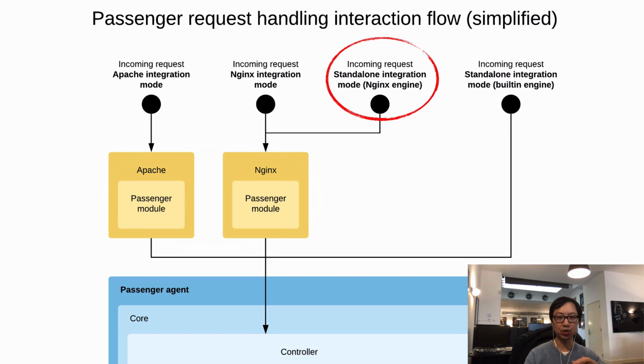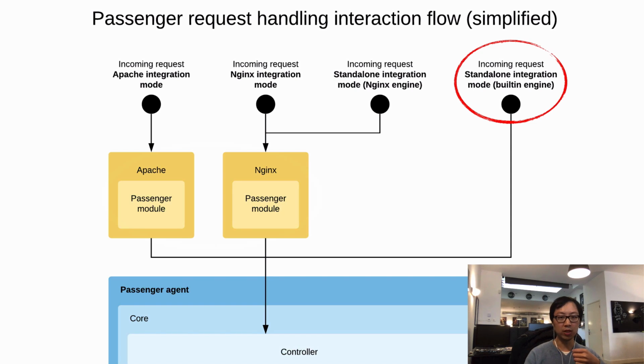Note that passenger standalone, when configured to use the Nginx engine, which is the default, is not a web server in itself. Under the hood, it is powered by passenger and Nginx. And when the passenger standalone is configured to use the built-in engine, then it just skips Nginx so that requests are directly received by the controller. So no matter what, all requests go through the controller.